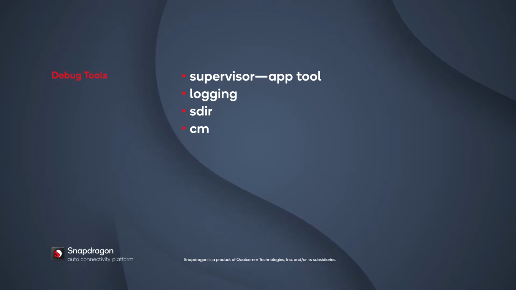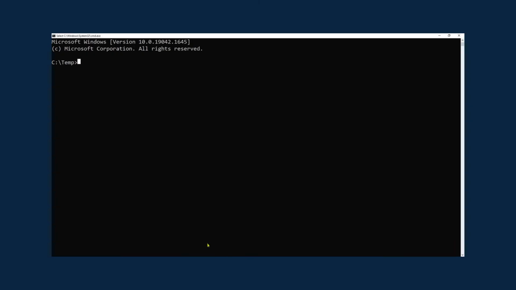The log tool is used to set different levels of log messages from the application or services installed on the device. SDIR lets you manage the registered services and API bindings between clients and services. CM is designed for testing some of the services from the command line. Let's go to the device to see how these tools work.